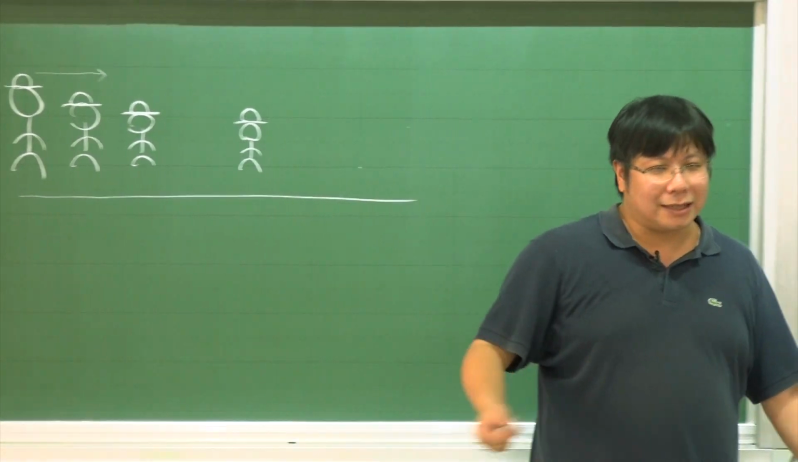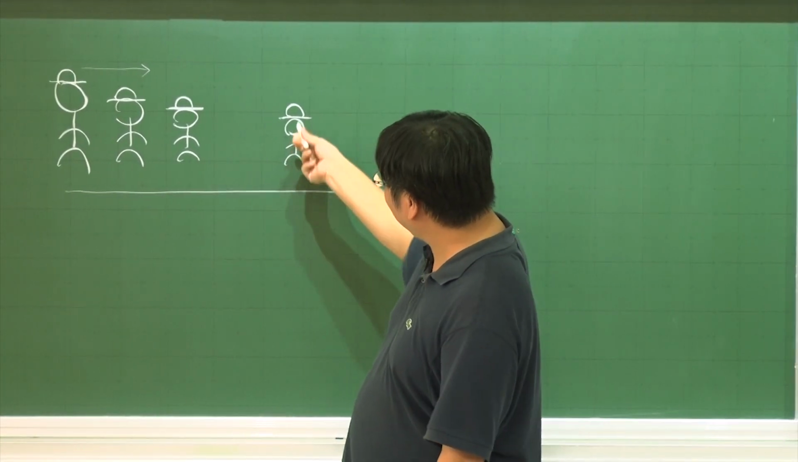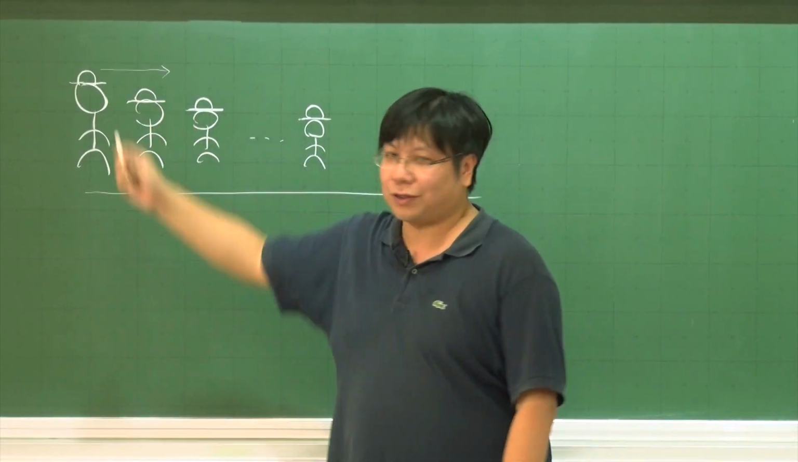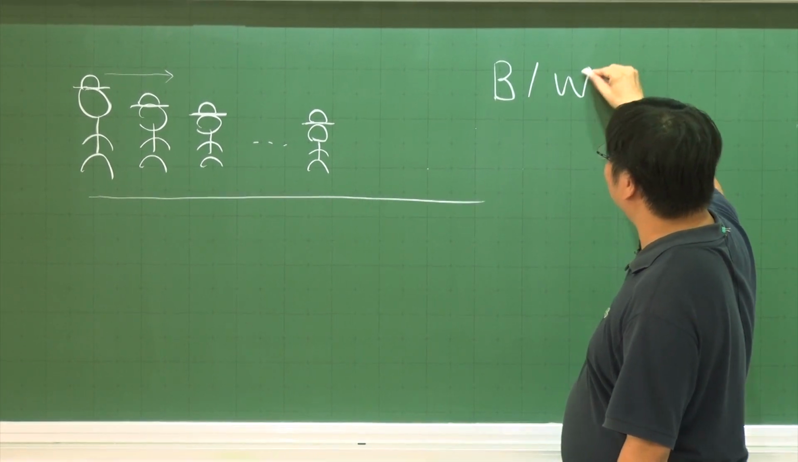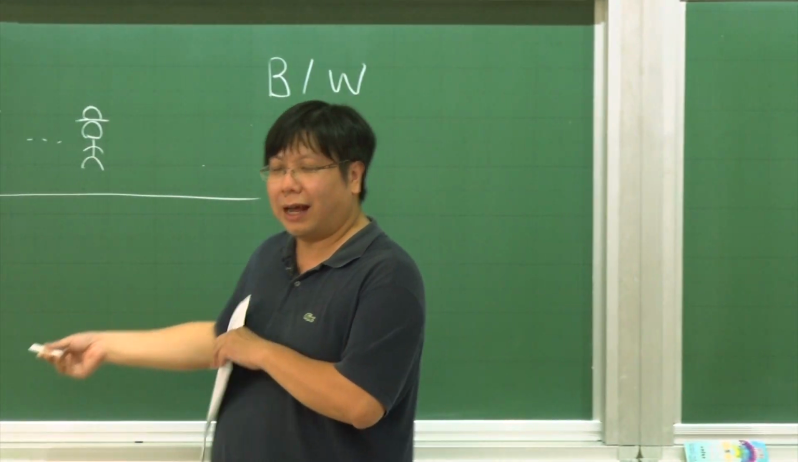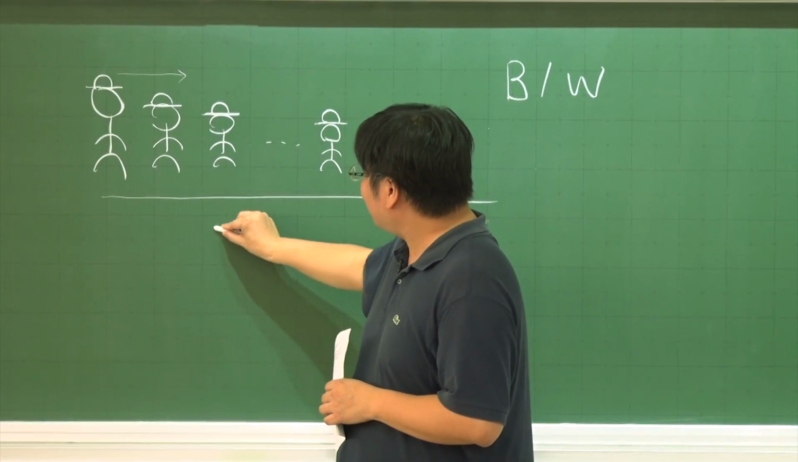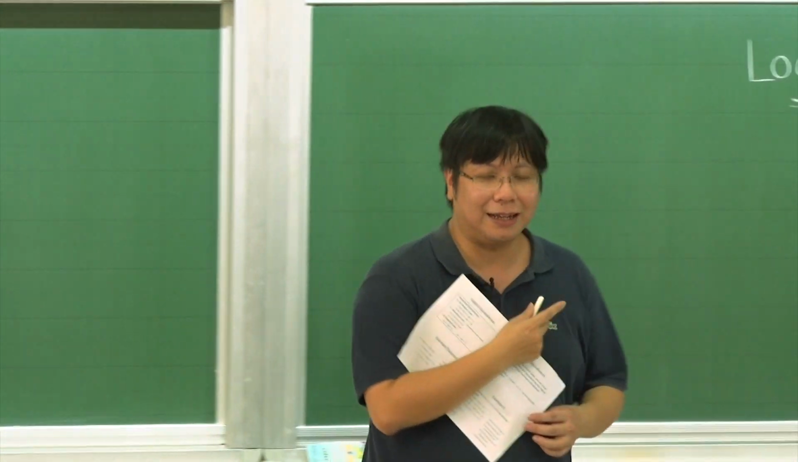Okay, so let's say there is someone who is giving every one of them a hat. Give it here, and then here, and then here, and so on and so forth. The hats can be black or white in color, just these two. Let's say there are, okay, how long is it? Let's say there are 20 people lining up.